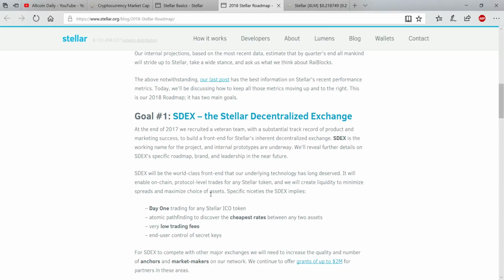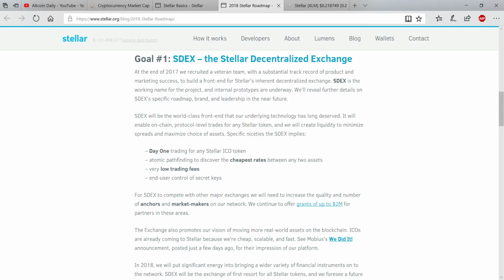Goal number one is to create a Stellar decentralized exchange. So at the end of 2017, we recruited a veteran team with a substantial track record of product and marketing success to build a front end for Stellar's inherent decentralized exchange. Blah, blah, blah. But anyway, they want to build a decentralized exchange, and on day one you'll be able to start trading any Stellar Lumens.